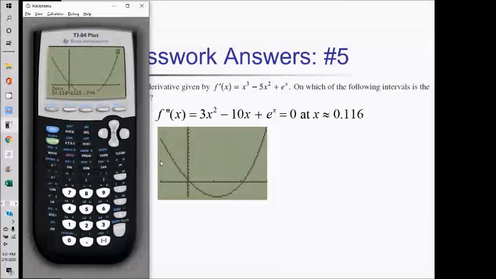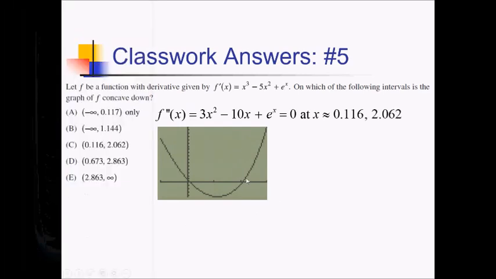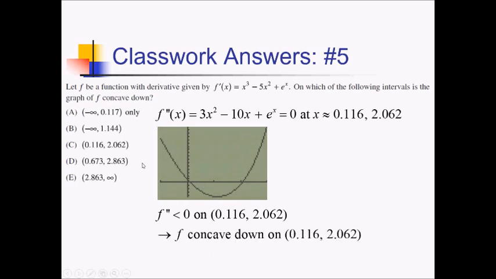And then we do second trace zeros again. This time I'll move a little closer to that other 0. Enter, move to the right of that 0, press enter one more time. The third time gives us about 2.062. Again, not a huge shocker based on the answer choice, but it's good to see it. So again, I'm looking for places where f double prime is negative. That happens on the interval from 0.116 to 2.062. So that means that f itself is concave down across this interval. So that's going to give us choice C.